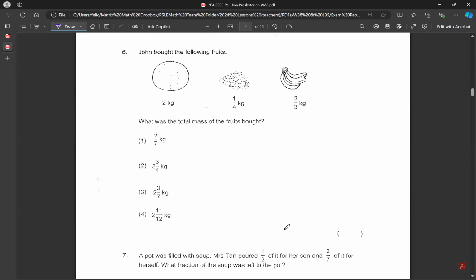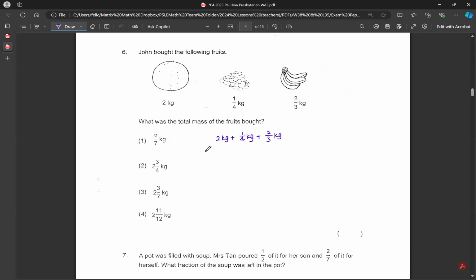Okay, next. John bought the following fruits. Masses are all provided here. What was the total mass of the fruits bought? All right. So total mass, what you can do is just add all the fractions up. Let's just add the two fractions first. The 2 kg, okay, we can just add together. So 2 kg plus 1/4 kg plus 2/3 kg.